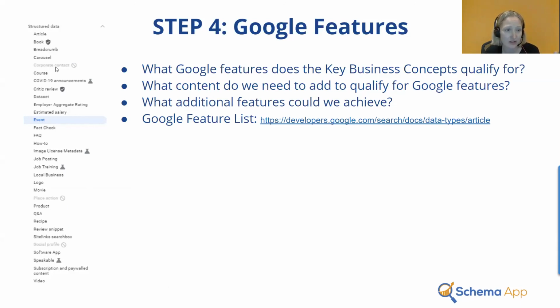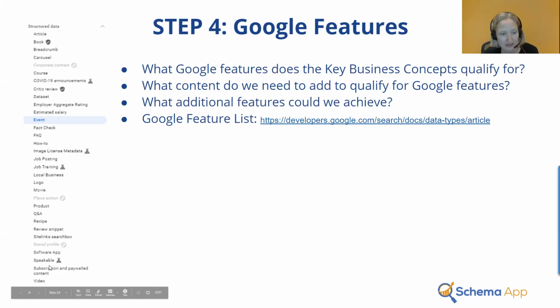So things like corporate contact and social profiles, that we used to try to get for home pages or organization definitions, but there are new ones. So dataset's a new one in here, fact check, image licensing metadata. So if you have a business that's very image rich, you can actually do licensing to Google for your metadata.